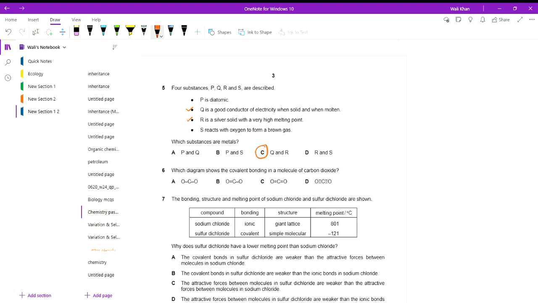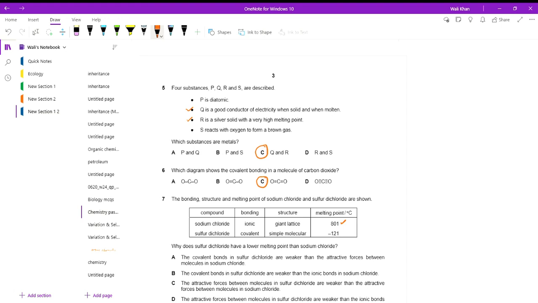Next question. Which diagram shows the covalent bonding in a molecule of carbon dioxide? Simple, very easy. This one, option number C. The bonding, structure and melting point of sodium chloride and sulfur dichloride are shown. Sodium chloride: ionic bonding, giant lattice structure, and its melting point is 801, a high melting point. Sulfur dichloride: covalent bonding, simple molecular structure, and its melting point is minus 121, too low.